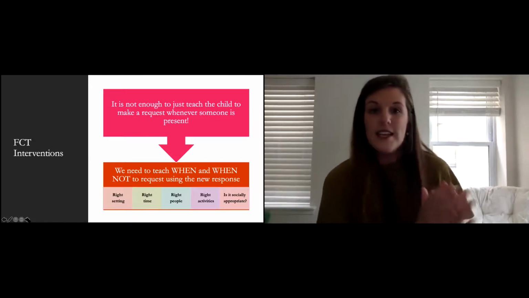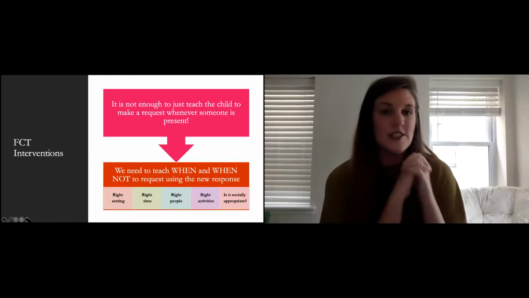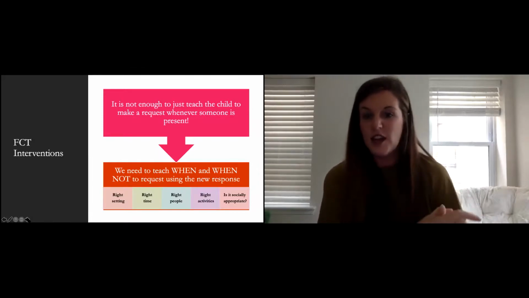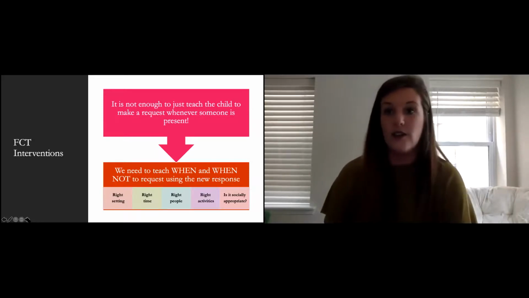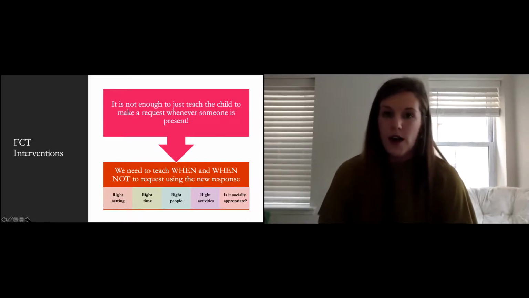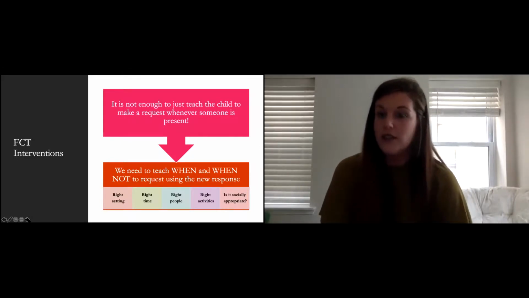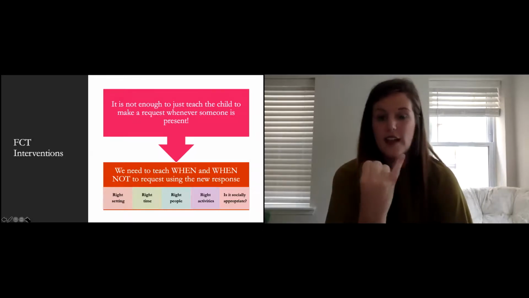So with FCT, it isn't the simple FCT. It's just not enough to teach the child to make a request whenever someone's present. So I can't just always ask for a cookie and get the cookie. It's really important that you're using strategies to teach when it's not appropriate to request using the new response. So teaching it in the right setting.